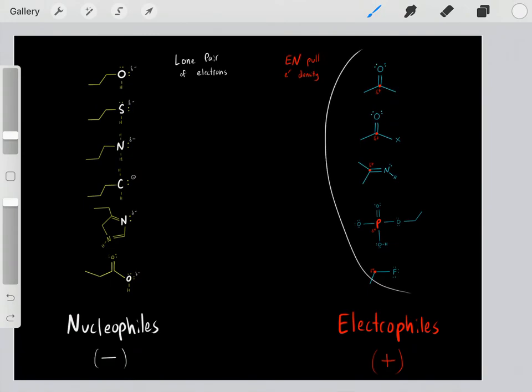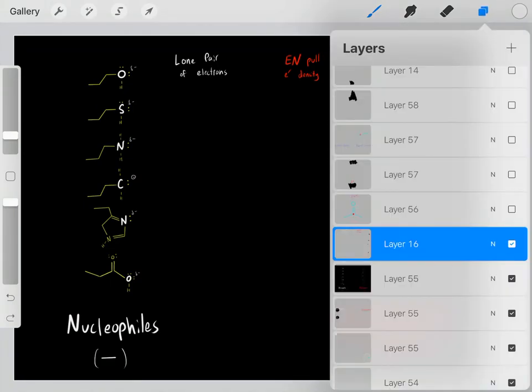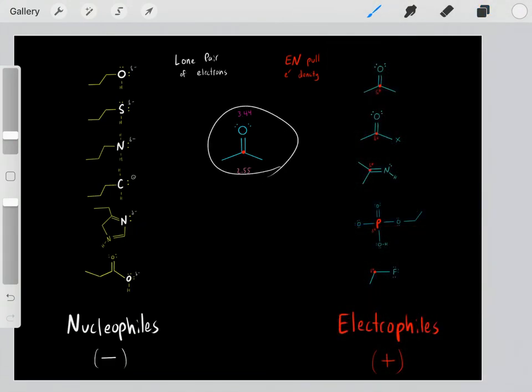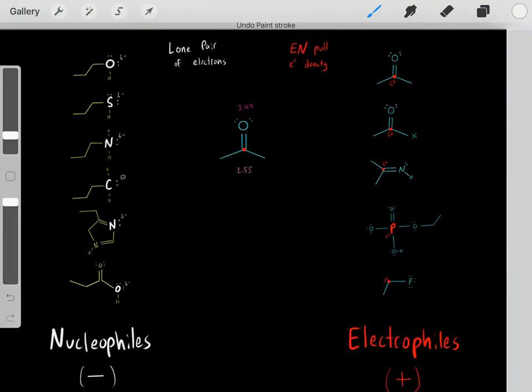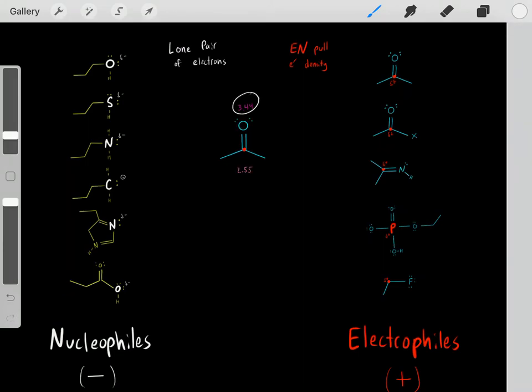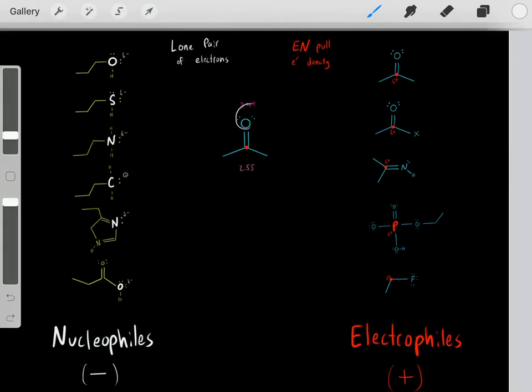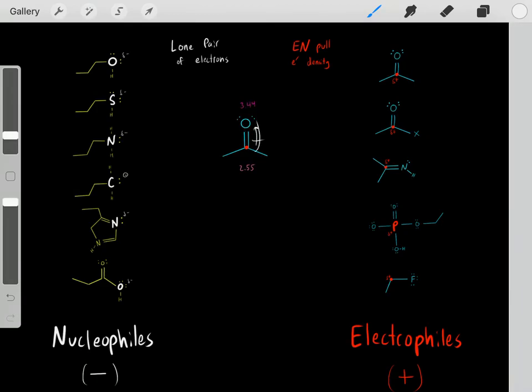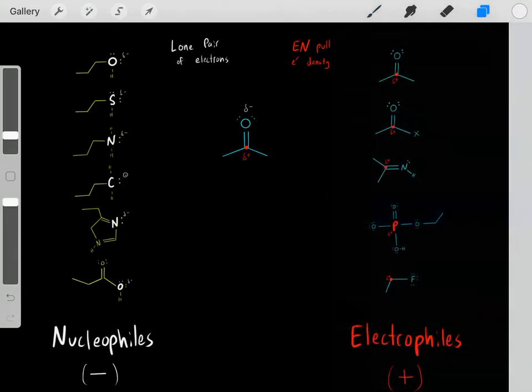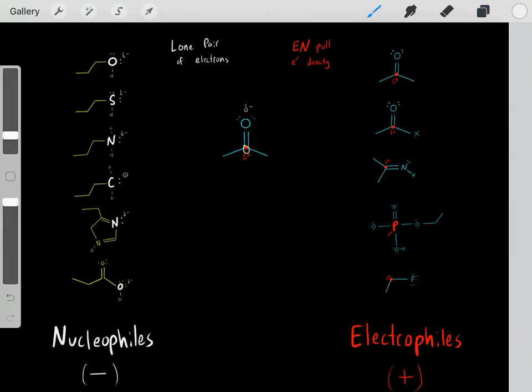So what are some common themes of these electrophiles? Well, common theme is, you'll see, for example, let's look at this molecule. We have this carbon with an electronegativity of 2.55, and we have this oxygen with an electronegativity of 3.44. So we know this oxygen is more electronegative than this carbon. So if this oxygen is more electronegative, we know it's greedy. It's going to hog that negative charge density. It's going to steal some of that negative charge density. So when it steals some of that negative charge density, this carbon loses some negative charge. So when this carbon loses some negative charge, it gets a partial positive charge.